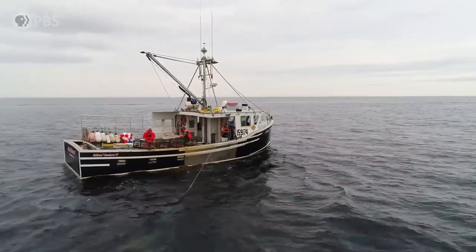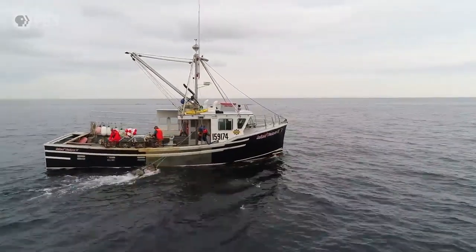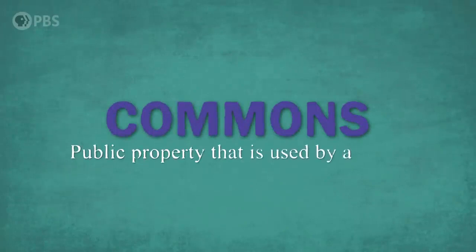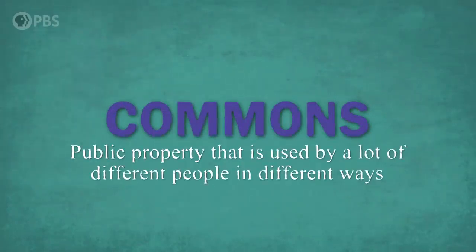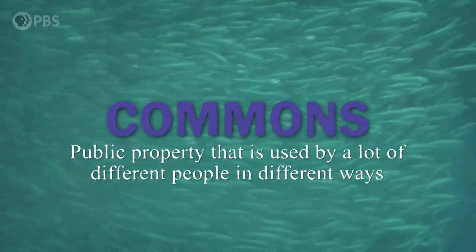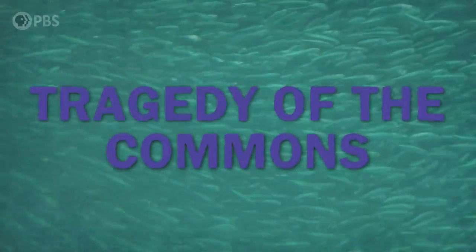Fisheries, like aquifers, aren't owned by anyone. We call these resources where everyone has access commons. Now, a commons is not private property, and it's used by lots of different people in lots of different ways. But when a commons is home to a valuable resource and economic interests start to compete, well, that sets up a situation called the tragedy of the commons.